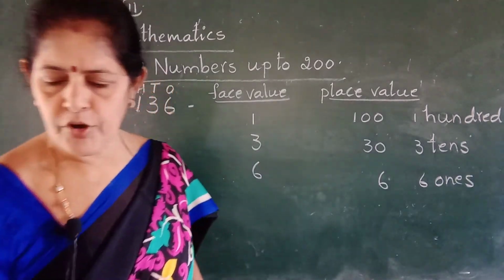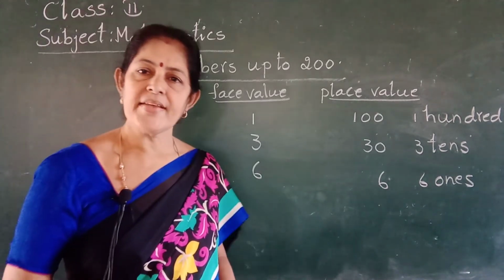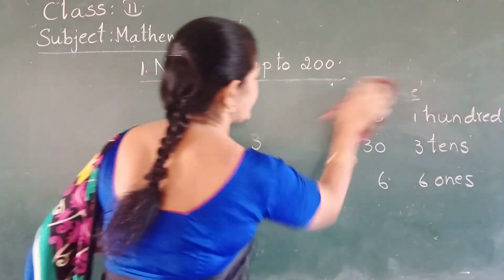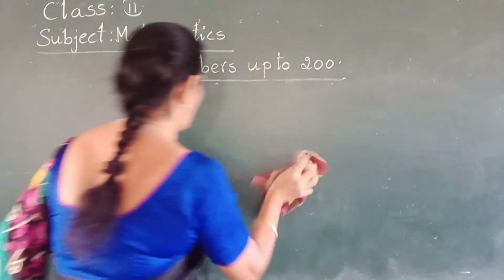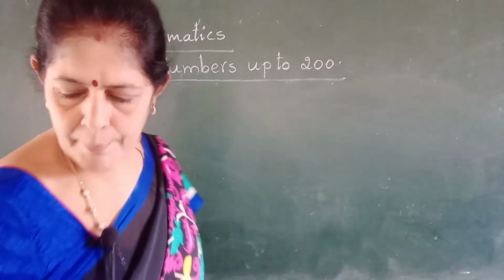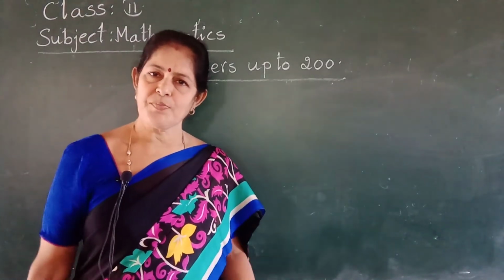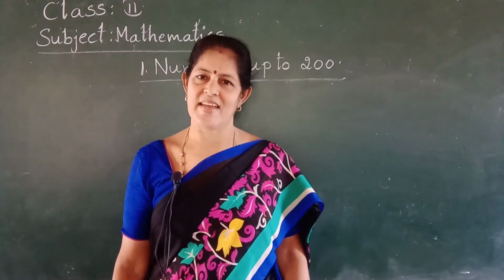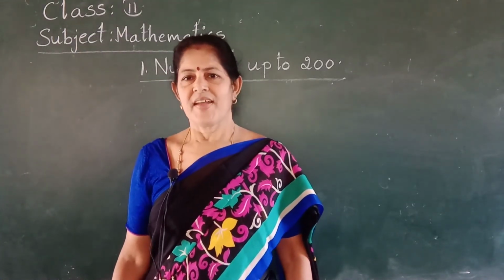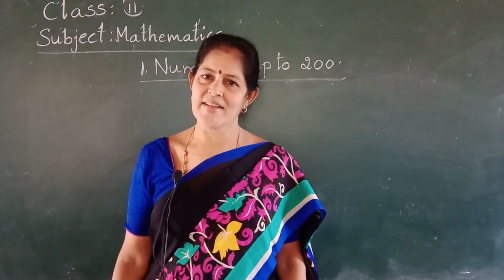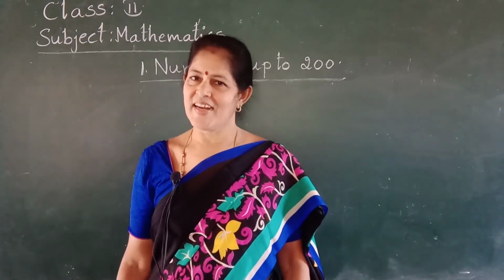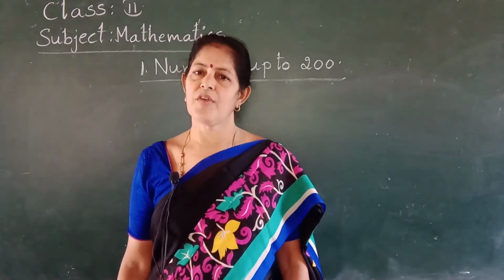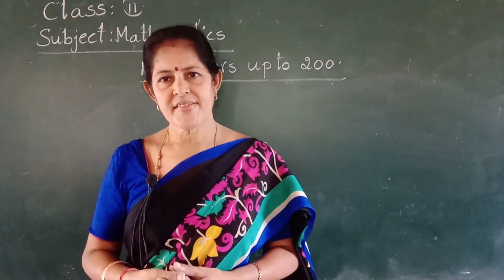Now today I am going to teach you comparison of numbers, in the same chapter. Comparison means which number is big, which number is small. Already you learned in first class and second class the greater than symbol, less than symbol, and equal to. Those symbols we are going to use for comparison of numbers.